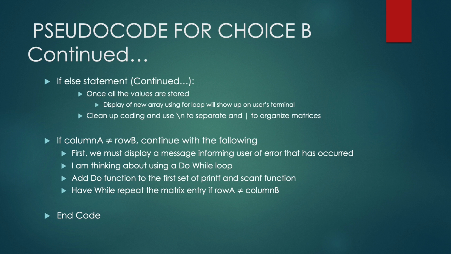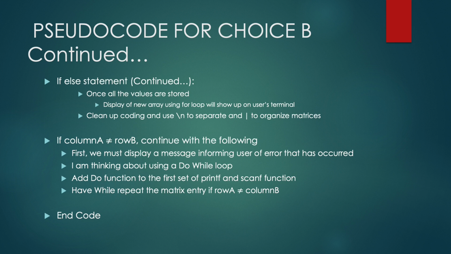We will use an else statement if column A does not equal row B, and we would first display a printf function message that tells the user that the dimensions are not equal.